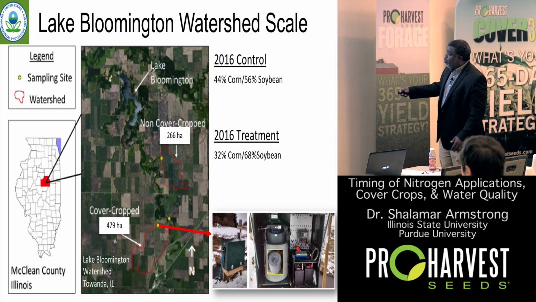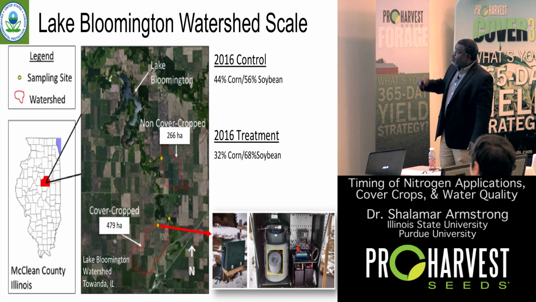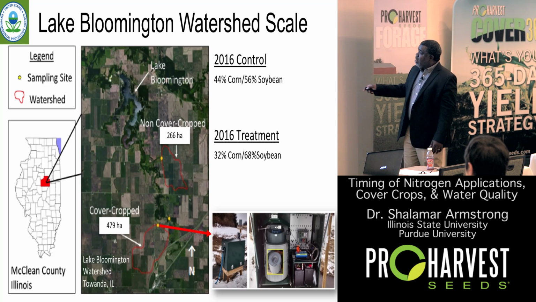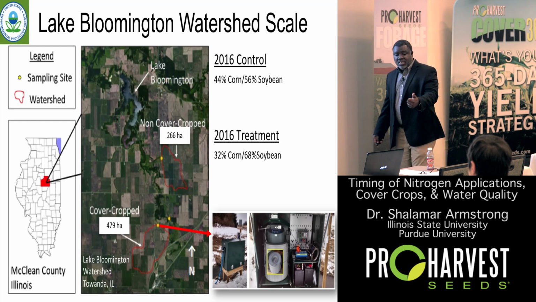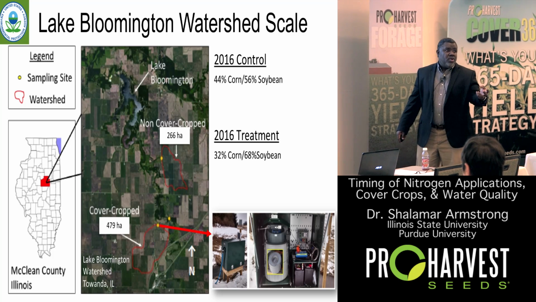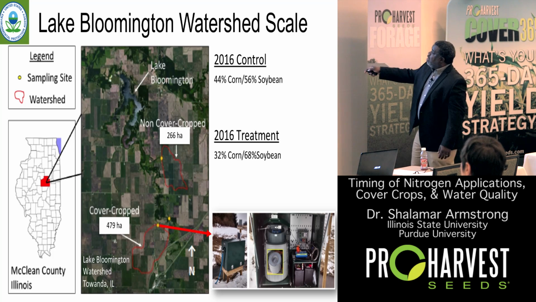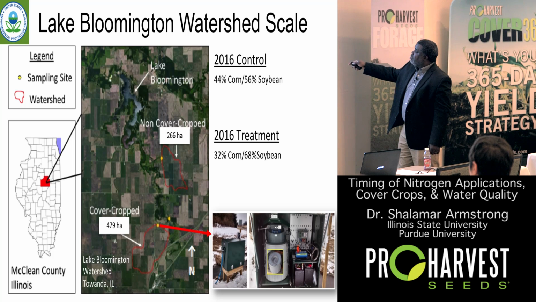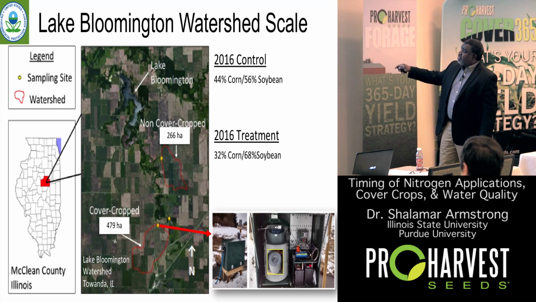We wanted to monitor the water at these 2 points. This is Money Creek. This is Lake Bloomington. We wanted to see how cover crops at 50% adoption could affect water quality, and could affect the location of soil nitrogen in the spring and the species, whether it's ammonium or nitrate. That's really important. The control watershed had more corn compared to the treatment watershed, and the treatment watershed had more soybeans. So you can understand the dynamics there.